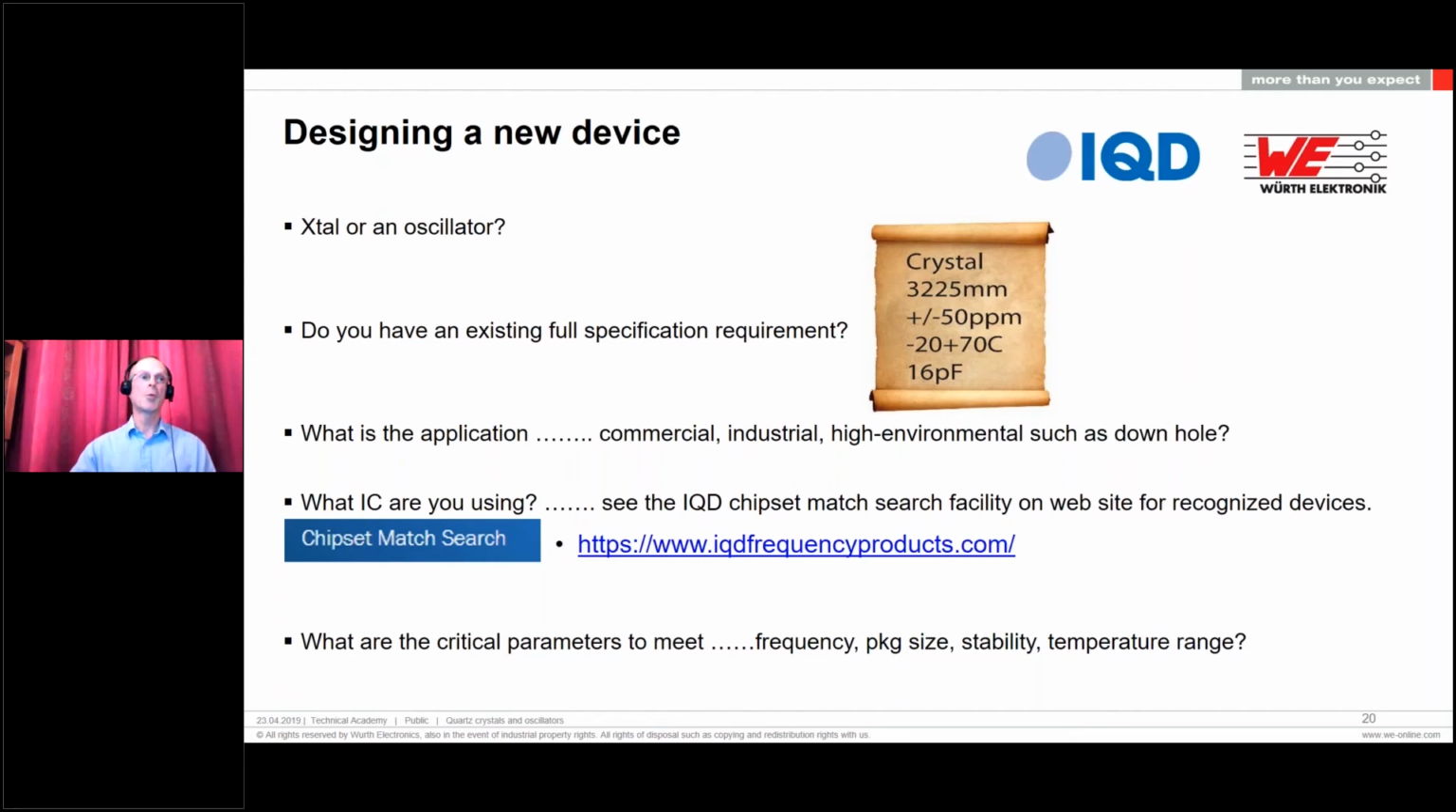We also have a facility on our website regards integrated circuits. So if you have an IC manufacturer or an IC chip type, then we have a search facility on the IQD website where you can enter either the manufacturer or the chip type to see if we already have parts approved with that device. And that's quite a useful function. Finally, what are the critical parameters you need to meet? Is it frequency? Is it package size? Is it stability? Is it temperature range? It may be a combination of all these, and sometimes some parameters have to be relaxed in order to accommodate other devices. But as part of our discussions, please come and talk to us about that.